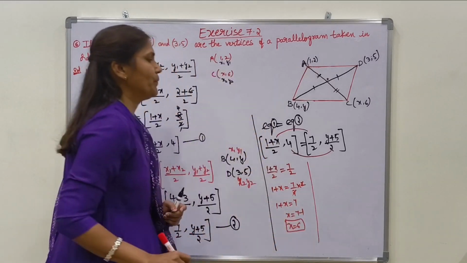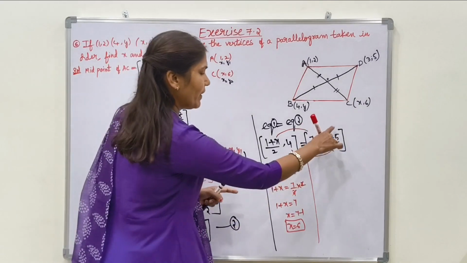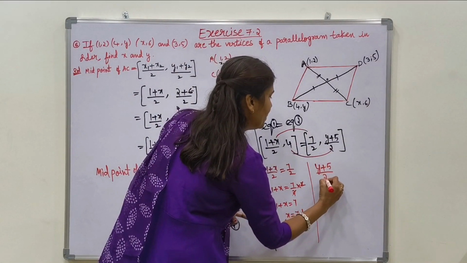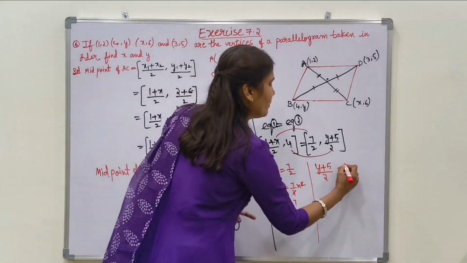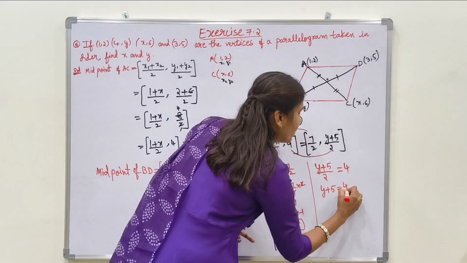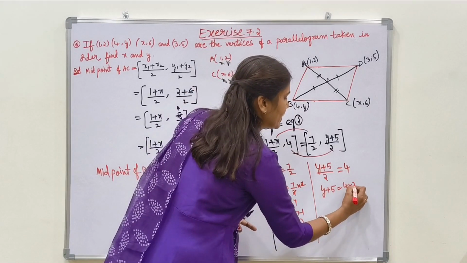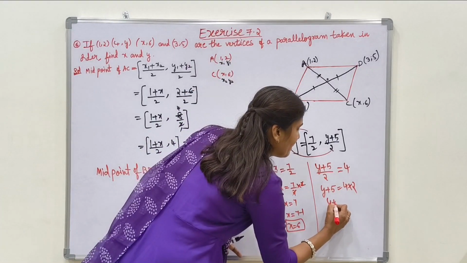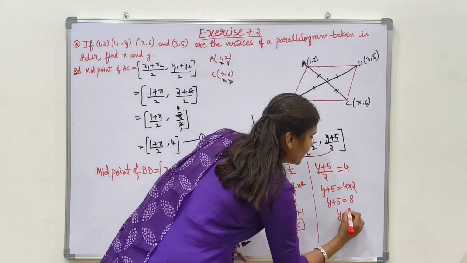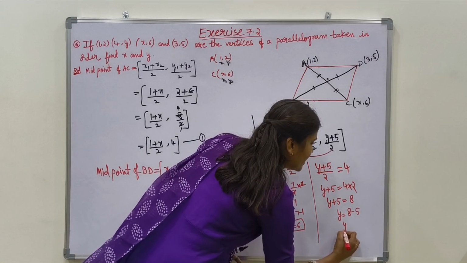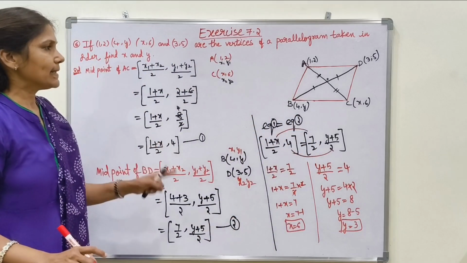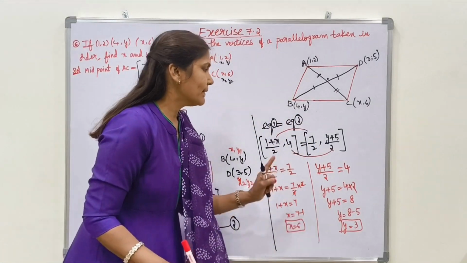Now you got the x value. Now we can find the y value. For the y value, see, y plus 5 by 2 is equal to 4. Now see, y plus 5 is equal to 4. It is a divide, after the equal to it becomes a multiply. Y plus 5 is equal to 4 into 2, which is 8. Y is equal to 8 minus 5. Y is equal to 3. So the x value is 6 and the y value is 3 is the answer.